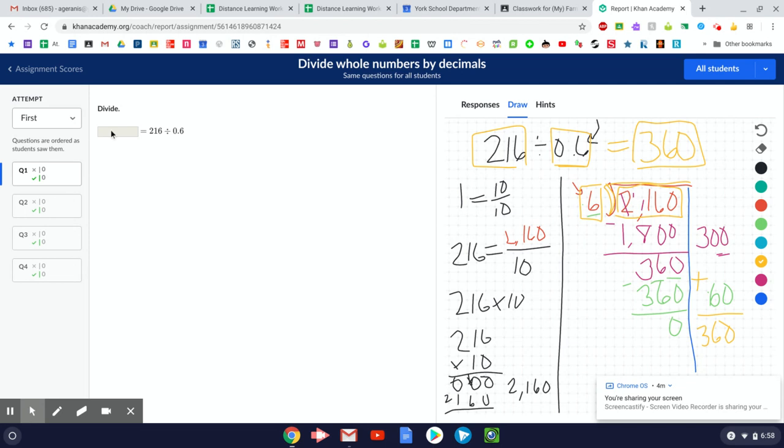360. Oh, can I type that in? How come I can't type that in? 360. Whoa, why can't I type that in? Oh, I know why, because I'm in preview mode. All right, well, that is the answer, I promise. But I'm in preview mode, so that's why I can't type into the answer key.